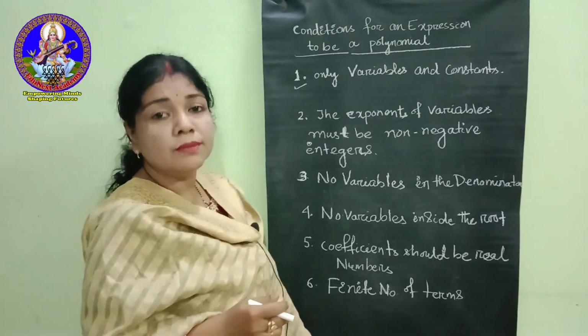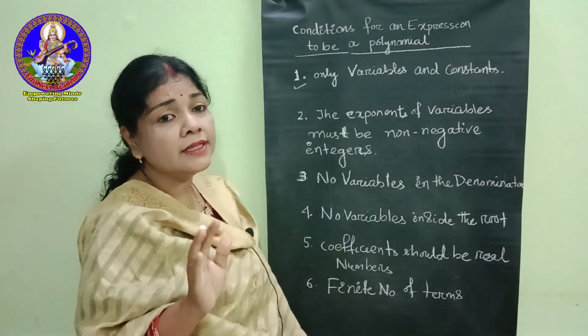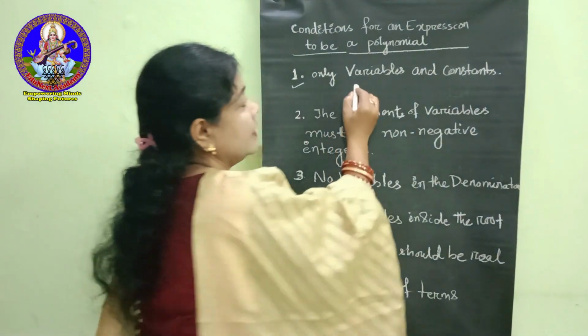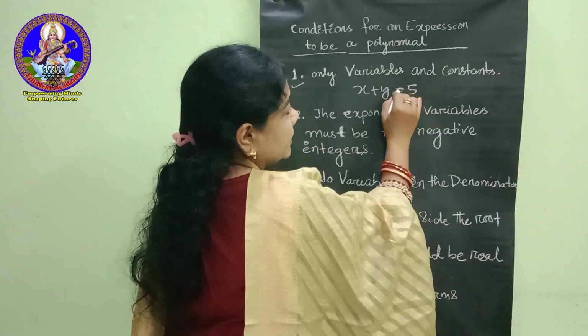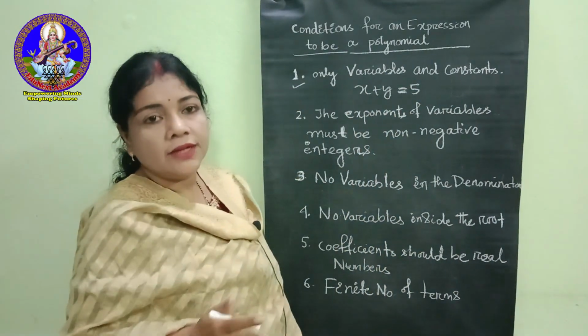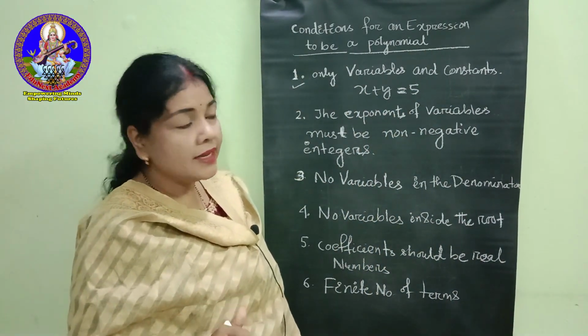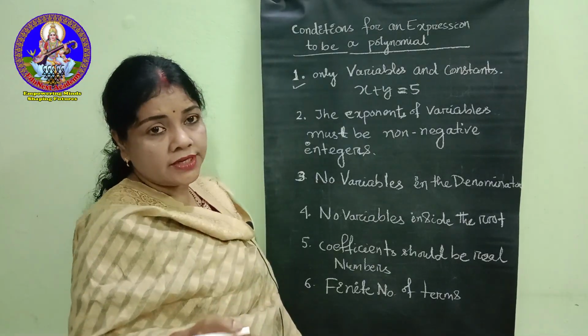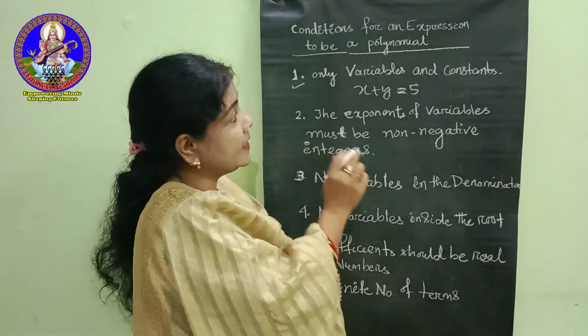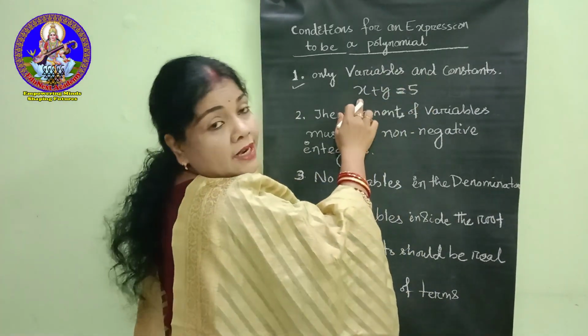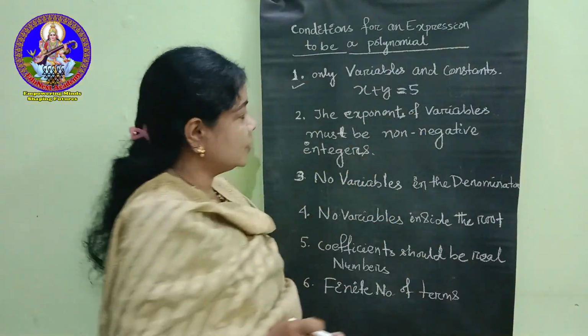First condition is it must contain some variables and a constant. For example, x plus y is equal to 5. So x and y are two variables separated by plus sign, equal to 5. 5 is a constant. So this is a very basic, very simple example to define a polynomial. It must contain variables and a constant.